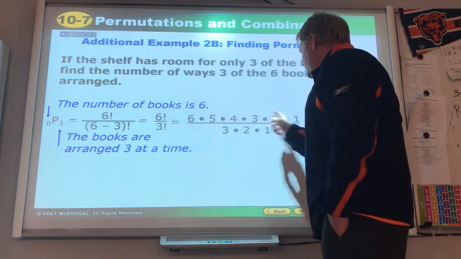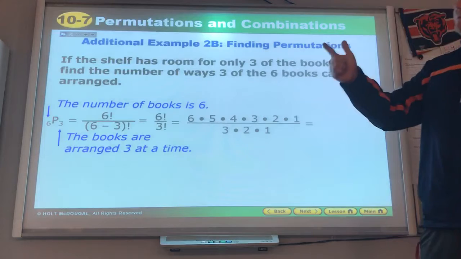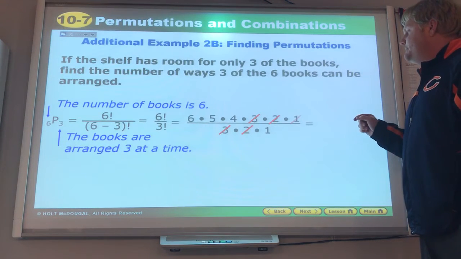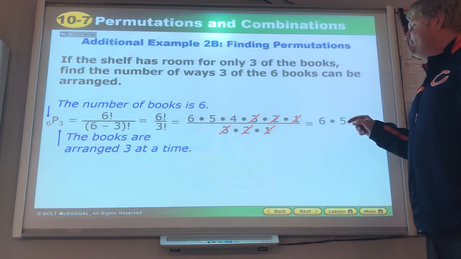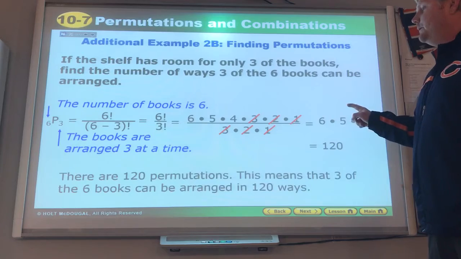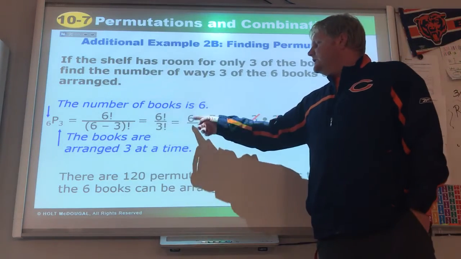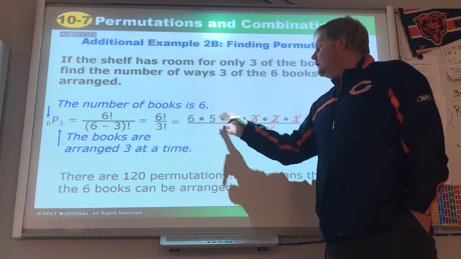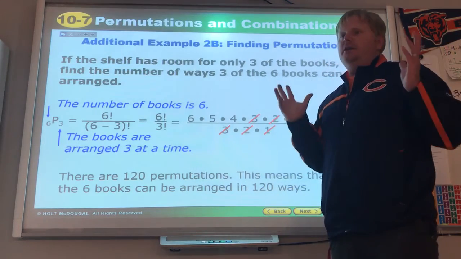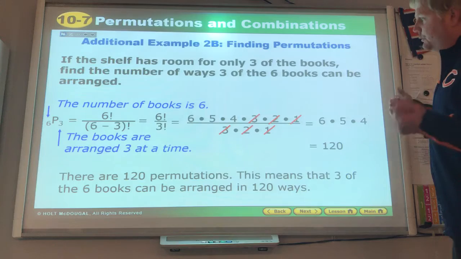We cross them all out. We end up doing 6 times 5 times 4, which is 120. 6 choices for the first spot, 5 choices for the second spot, 4 choices for the third spot, and then the other 3 books, I don't know what he does with them. There was no room for them on the shelf.